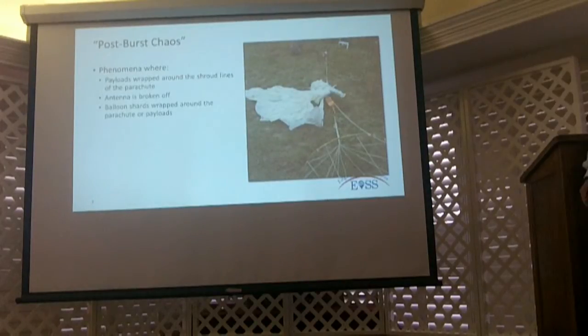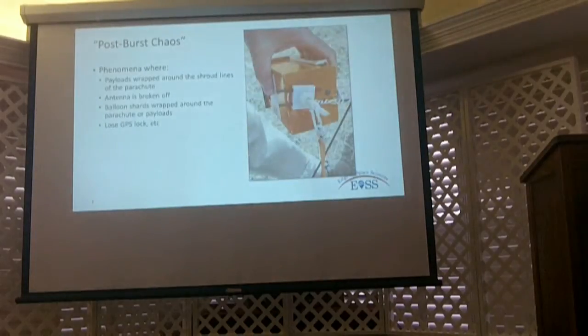This one came back with the balloon shards wrapped around. This is actually the first payload. Here's the spreader ring, the parachute down here, and here's the whole balloon wrapped around the middle. Now you'd think that the payload is going down and the balloon's supposedly going up, so you wouldn't expect the balloon to be around the middle of the flight string. So something else is going on here.